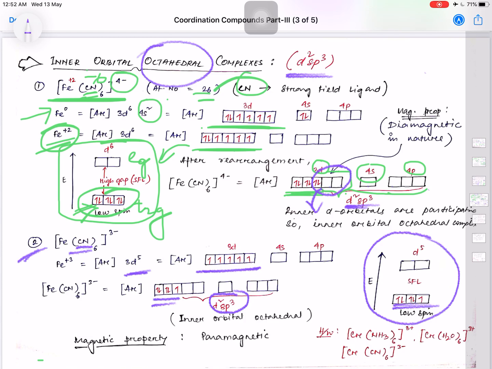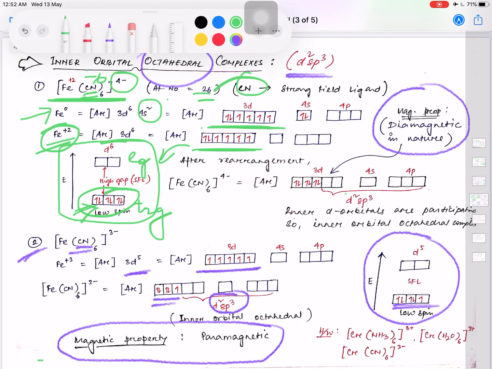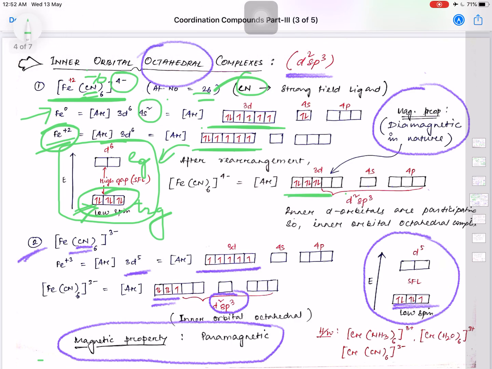One more thing, magnetic property. How will we identify the magnetic property for octahedral complexes? You just have to check the energy level diagram for the complex. If all the electrons present in the valence shell are paired, then the complex is diamagnetic in nature. And in the second example, you have one unpaired electron, so it is paramagnetic in nature.